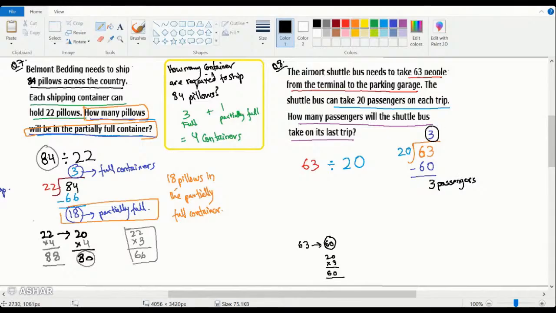These 3 are full buses, which have a capacity of 20 seats, full bus or shuttles. But there were 3 people left in the end. So the question they're asking is, how many passengers will the shuttle bus take on the last trip? 3 people, right? We can say 3 passengers on the last trip.